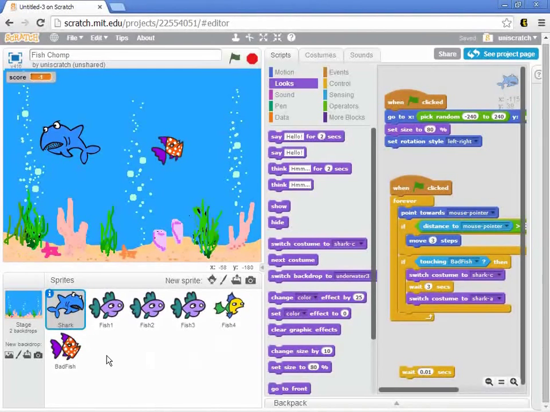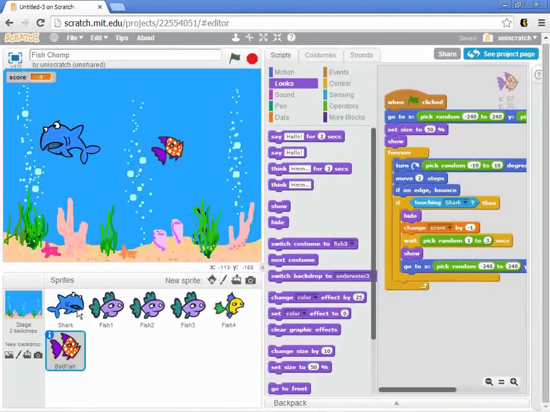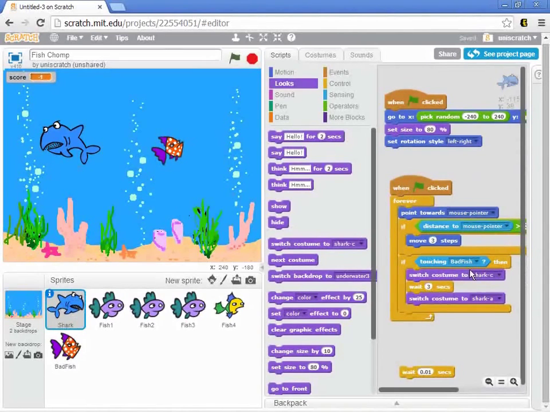Here's what actually happened. All of these fish are running through their cycles saying forever, do this, do this, do this. And when the bad fish detects that it's touching the shark, he hides himself and changes the score. Well, when he's hidden, he isn't actually able to touch the shark. Scratch is set up in such a way that the only way that touching works is when both of them are visible. And so if the bad fish detects that it's touching the shark first, before the shark detects that it's touching the bad fish, then the bad fish hides, effectively meaning that they're no longer touching. So he hid and changed the score by -1, but the shark was unable to detect that he's touching the bad fish because the bad fish hid first. Right? And so it all comes down to timing, which one happens to get detected first.